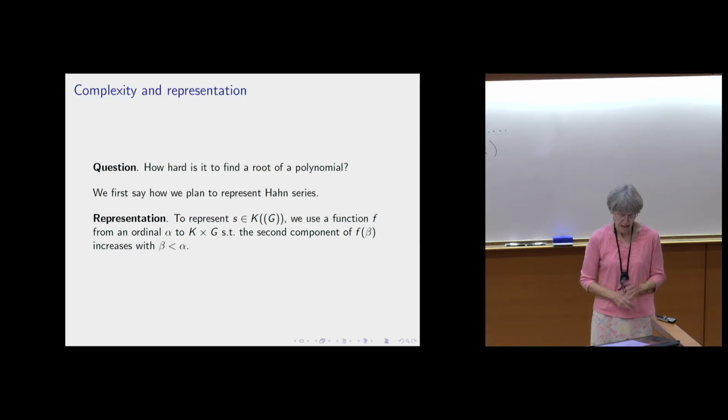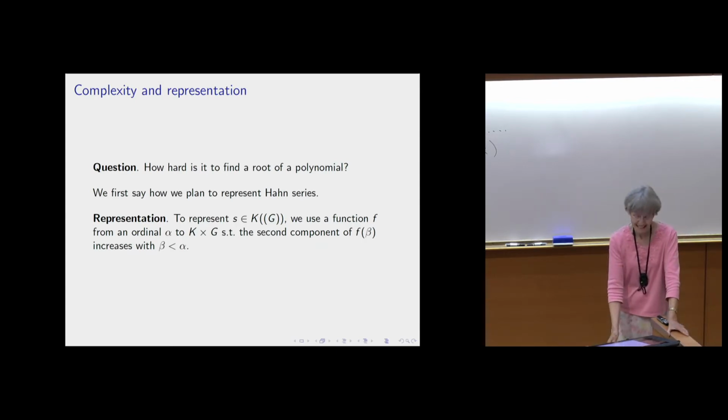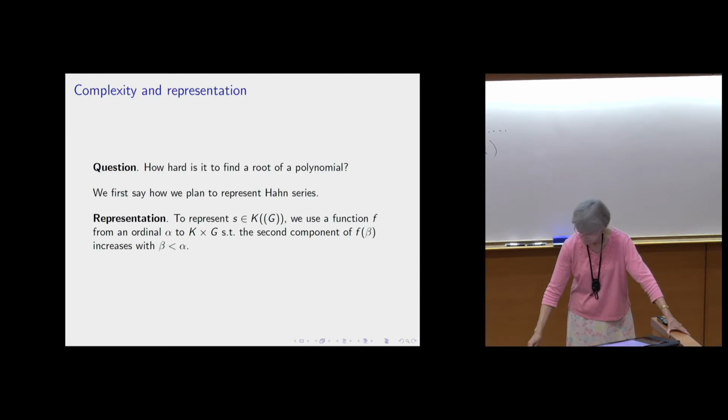Okay, so if we're going to say how hard is it to find roots of polynomials over a Hahn field, we have to say how we're representing the elements of a Hahn field. And there are different ways to do it. So I'm going to use a function from an ordinal to the set of pairs K cross G, where the second component, the element of G, has to increase with the ordinal beta. So it means I'm thinking about ordinals. And maybe we want to think differently at some points, but I'm going to do that.